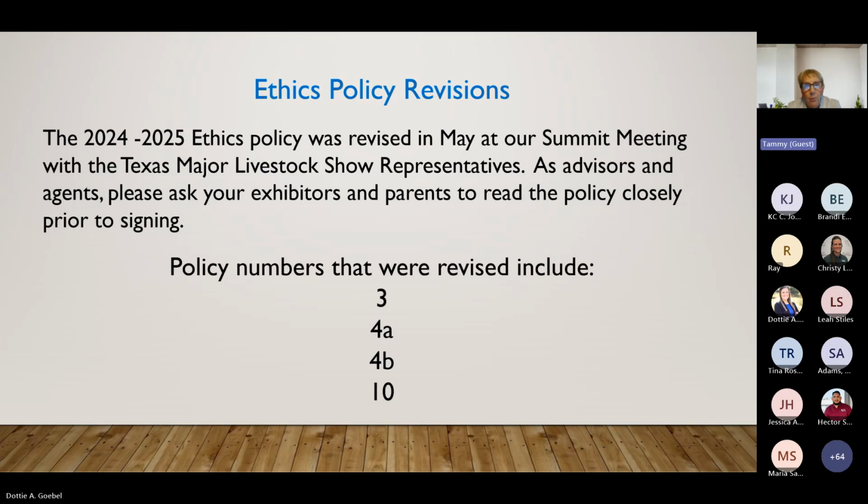Rule 3 references third-party involvement in housing locations and movement of those animals. 4A and 4B reference animals that are sold in a sale or go through sales. And policy number 10 refers to altering an animal in any form or fashion and then using anything in the ring to enhance performance. At this time, Dottie, if you'd like to expand on 3, 4A or 4B, you could.